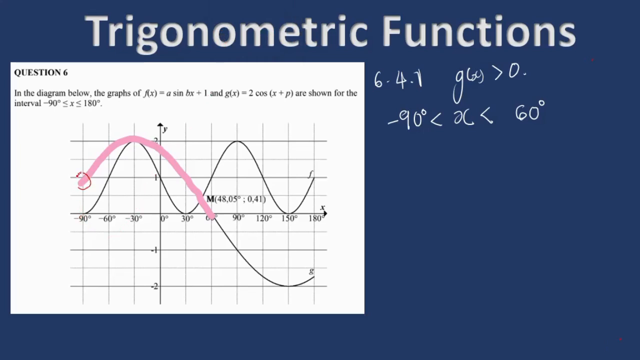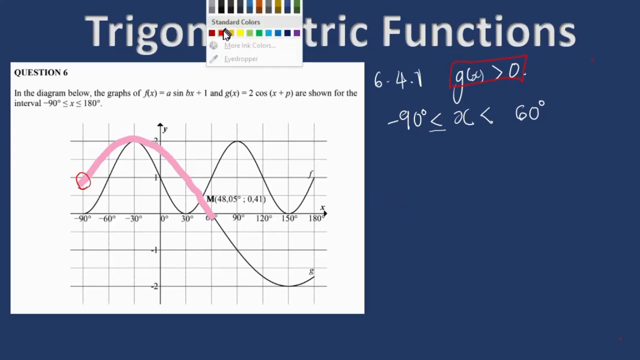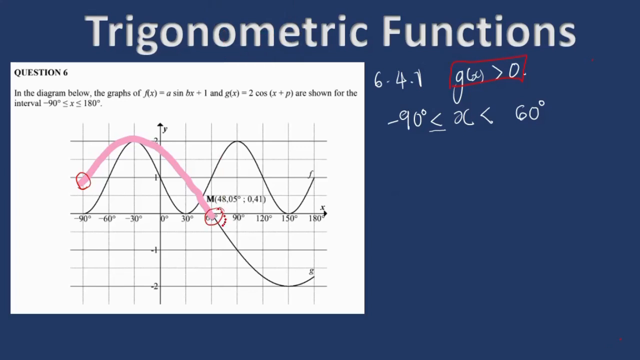At exactly 90 degrees, is the graph still above 0? Yes. Then if the graph is still above 0, we include that value by putting a line here that represents greater than or equal to. And then you go to 60 degrees. At 60 degrees, is the graph above the x-axis? No. At 60 degrees, the graph is exactly at the x-axis. So which means here we don't put a line. We leave it like that.